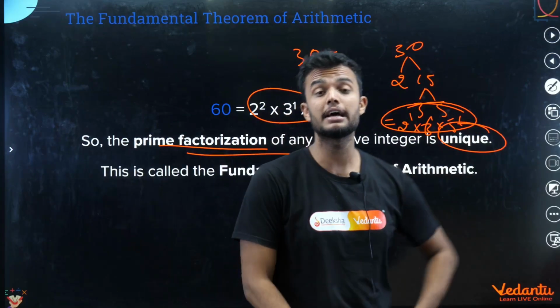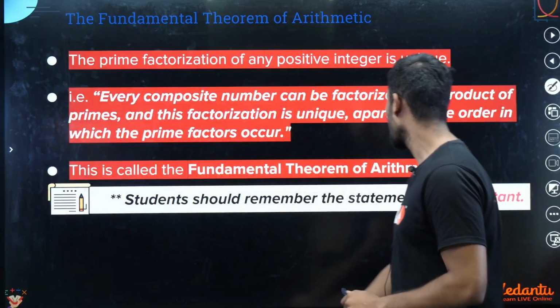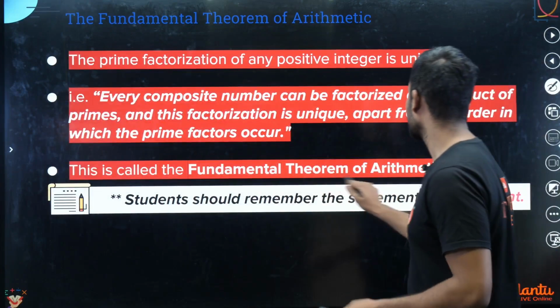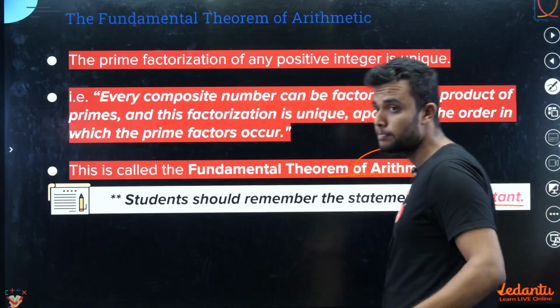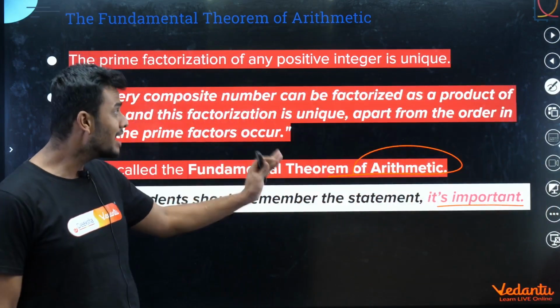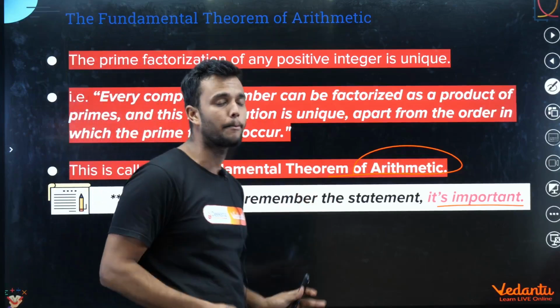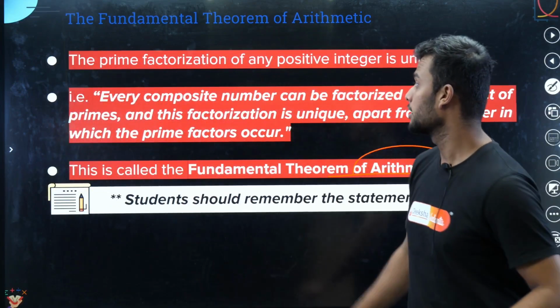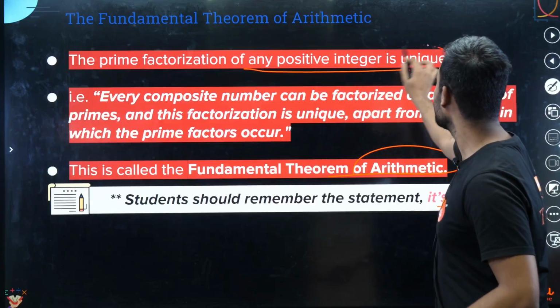This is called the fundamental theorem of arithmetic. It is very important. Please take a screenshot, or if you want these notes, this PPT, I upload it in the description. Please download it. The prime factorization of any positive integer is unique.